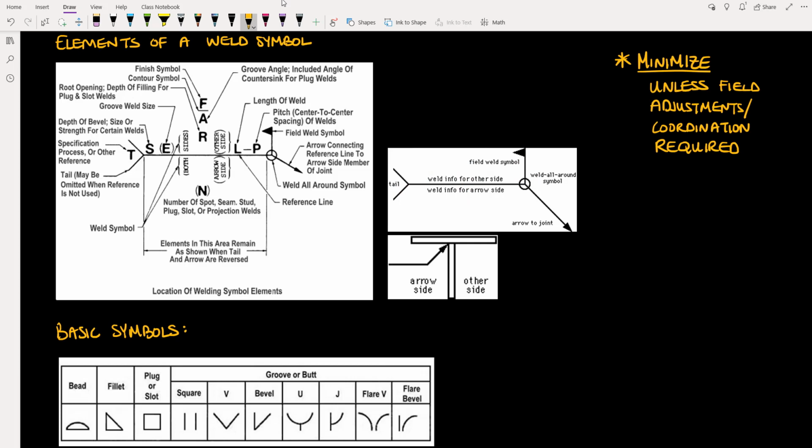Before we jump into defining the different types of shapes of welds, it's important to note here that if we place that shape symbol below this line, then that will be telling the contractor that the weld is to be applied on the same side as the arrow is pointing. Whereas if they place it above, then that means that the contractor should be welding on the opposite side.